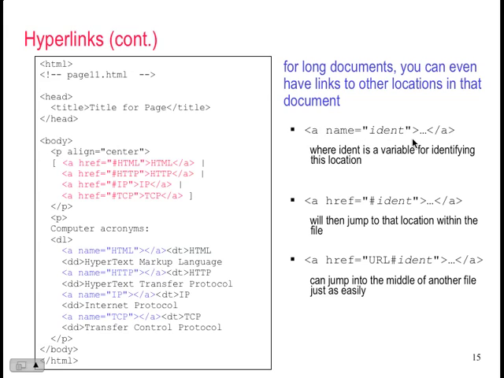A name is equal to indent, where your indent is a variable for identifying some location that's in the document. So let's see what we've got up here. We've got a list, and a reference to HTML, HTTP, IP, and TCP as an example. Down here we have a name is equal to HTML, HTTP. This is actually very commonly done.